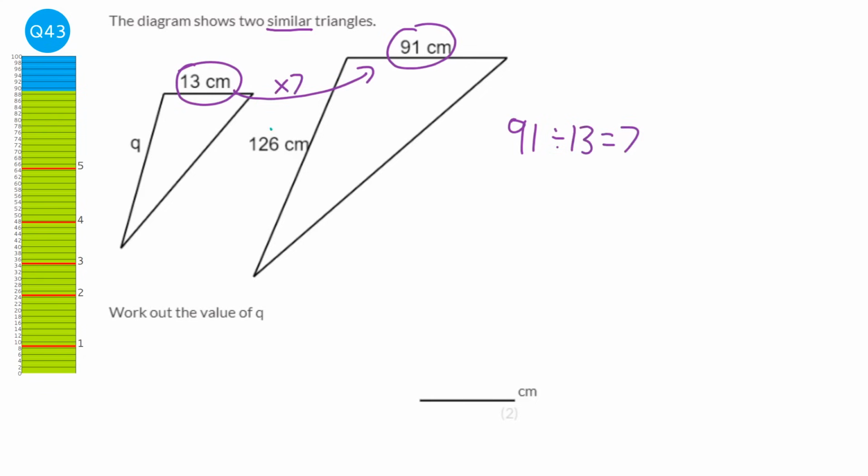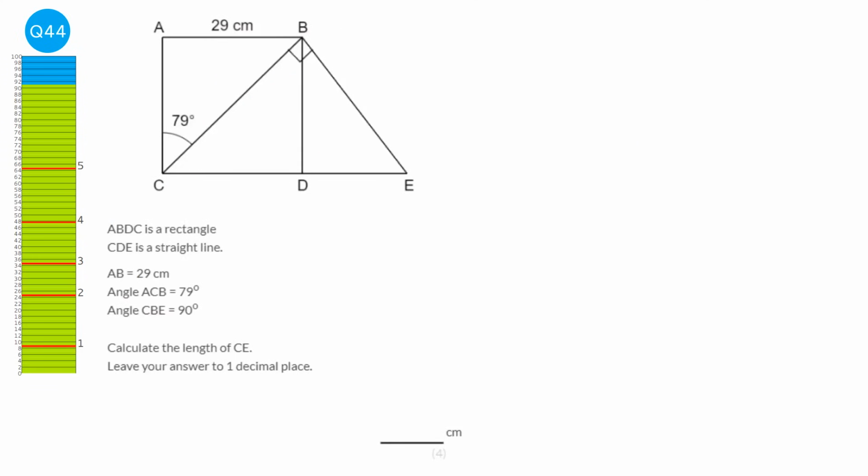Now here we've got a problem because we're actually going from the big to the small. And when we go the opposite way around, instead of times 7, we're going to divide by 7. So on our calculator we do 126 divided by 7, and we get the answer 18. So we can't work out length CE directly, but what I'm going to do is start off by finding length BC. And I'm going to do that using trigonometry. So we've got the 90 degrees there.